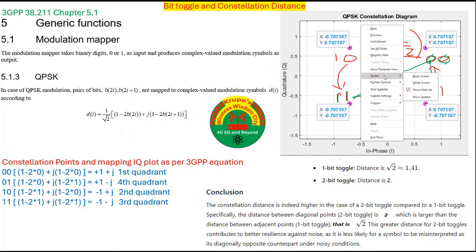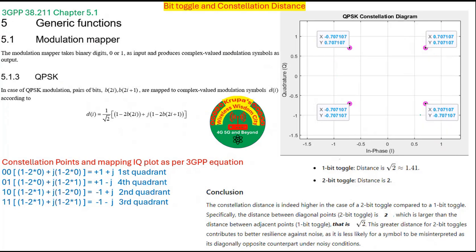Let me clear the screen. So the diagonal distance whenever there is a change of 2 bits, 00 to, let's say, 11: this much distance is your 1, and again this half distance is another 1. So 1 plus 1 is equal to 2. So the diagonal distance we are covering whenever a 2-bit toggle happens is 2, whereas in the case of a 1-bit toggle, it is 1.41.